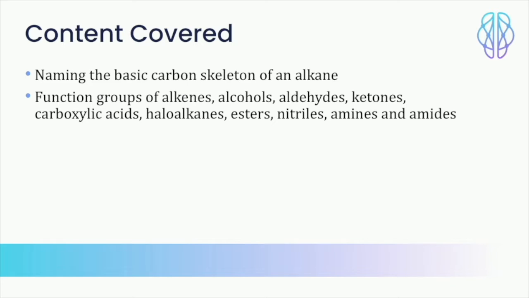So today we're going to be covering two things. Firstly, we're going to be going over the basic carbon skeleton and how to name that. And then we're going to be going over some functional groups, namely alkenes, alcohols, aldehydes, ketones, carboxylic acids, haloalkanes, esters, nitriles, amines, and amides. So it seems like a lot, but today I want you to just focus on the functional groups. So today we're just going to be covering the functional groups that you're going to come across in your chemistry studies in year 12. We'll cover naming and reactions and everything else in regards to organic compounds in separate videos. But today, just focus on the functional groups and getting familiar with them.